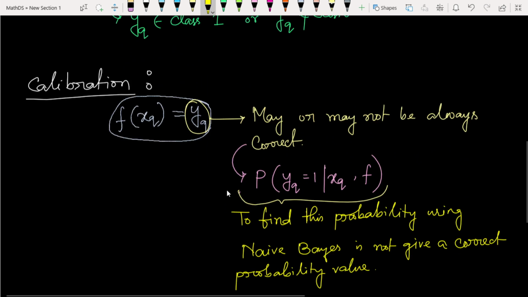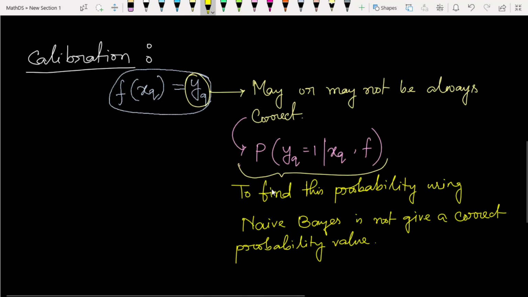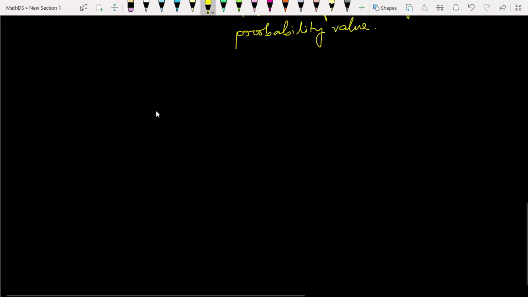Naive Bayes is giving only an approximation of this probability, just a proportional value. So using simple naive Bayes is not a correct method. Because of this reason, we need calibration. We need to build another model that will give the output in a probabilistic way. That's what is actually called calibration. I think you got the idea. What is calibration? You got the idea.